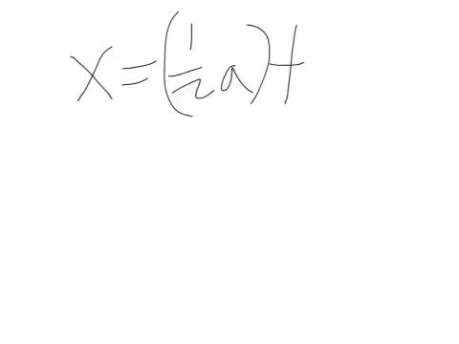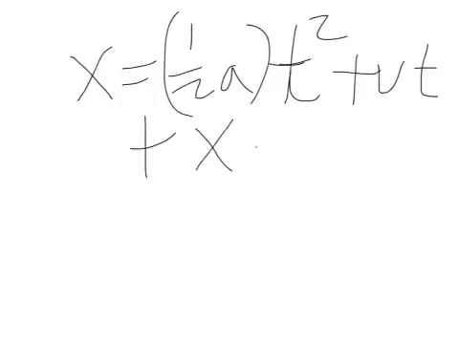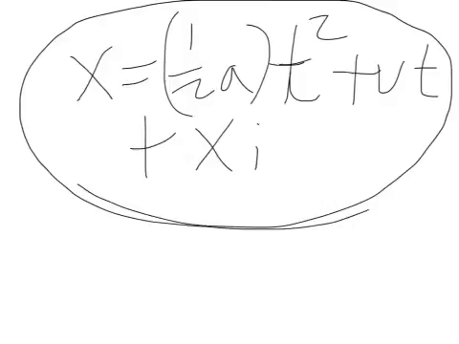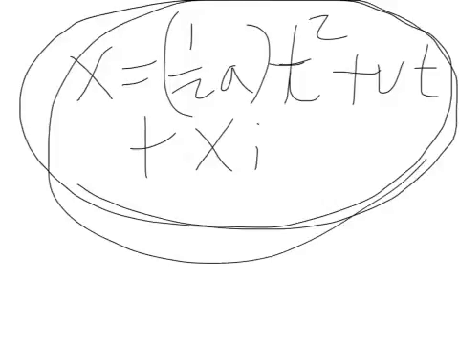Our general formula written out would be x equals 1/2 a multiplied by our time squared, because that's acceleration, plus our average velocity multiplied by our time again, plus our initial position, which is also our c, dating back to the quadratic formula. And that is our general equation. Circle that multiple times.